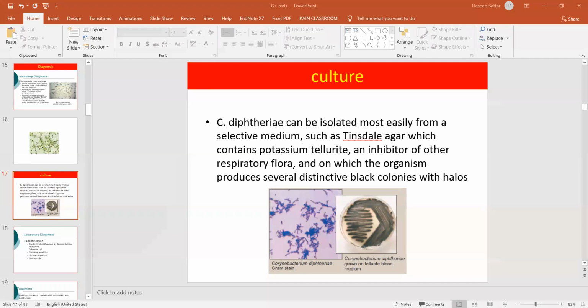So we can take the sample from the respiratory tract. We can also take a biopsy sample of the pseudomembrane. When we culture it, we can use this Tinsdale agar, which helps us to identify the bacteria, because on Tinsdale agar it produces black colonies. Here you can see black colonies with halos. So this is also a laboratory diagnosis of this bacteria.